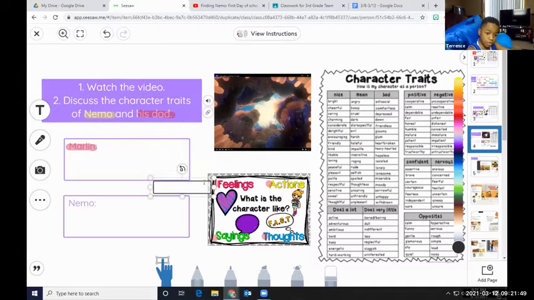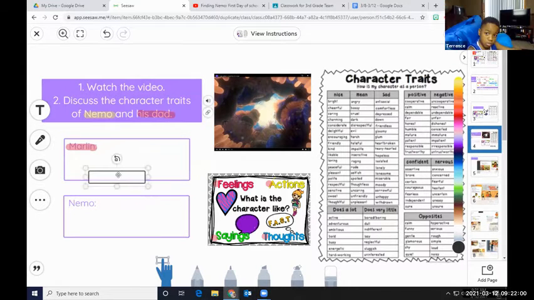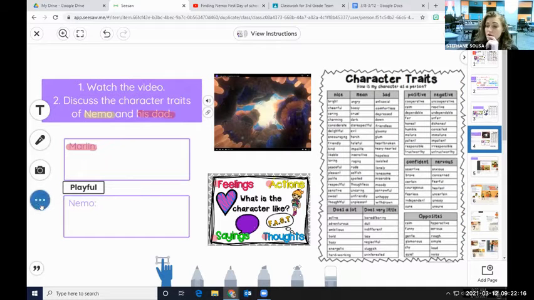Playful. Who's playful? Terrence. We're talking both of them. Okay, how do you know that they're both playful? Because at the end, I saw they were playing, like he missed a spot and he was just trying to tickle him. Yeah, his dad was like, missed a spot, and then Nemo was laughing back. So yeah, playful would be a character trait that could describe both of them.